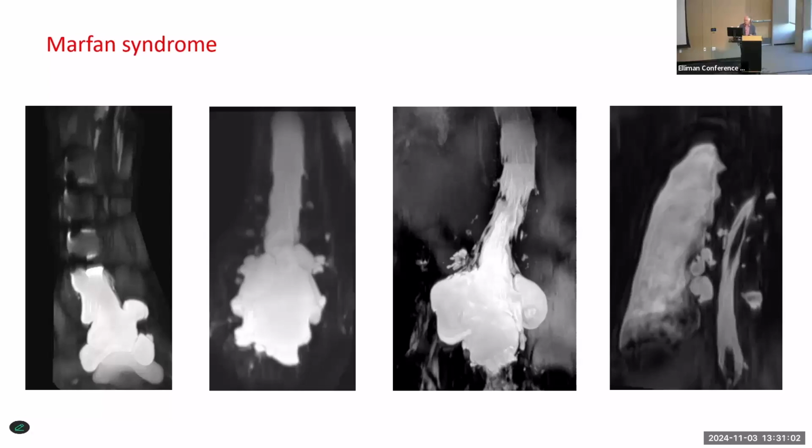So one of the major criteria for Marfan syndrome is dural ectasia. You see some examples here. Mostly that's in the sacrum that you can see in the first 3 panels. But on the right side, you also see somebody who's got quite a bit of dural ectasia in the thoracic spine, and then one of those cysts actually ruptured and caused a hydrothorax.